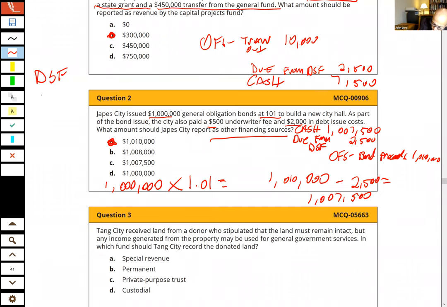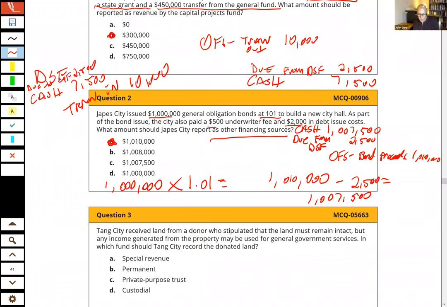And then, of course, in the debt service fund, they will do what? They will debit the cash for the full $7,500. Credit what? Credit transfer in for the $10,000, and debit, and I'm assuming they would have set up a due to, or I should say due to capital project fund at the time when that $2,500 came up.